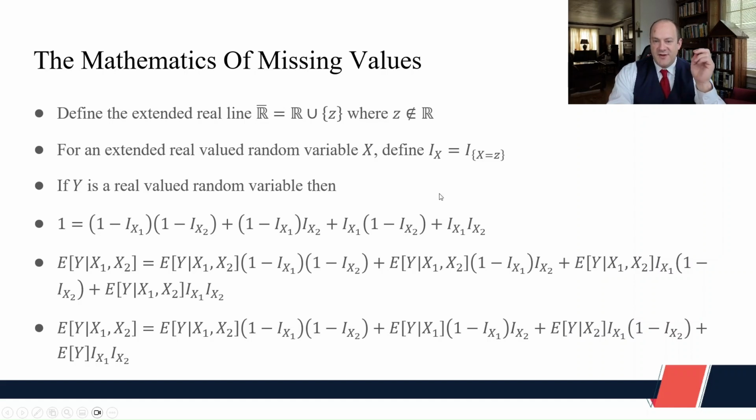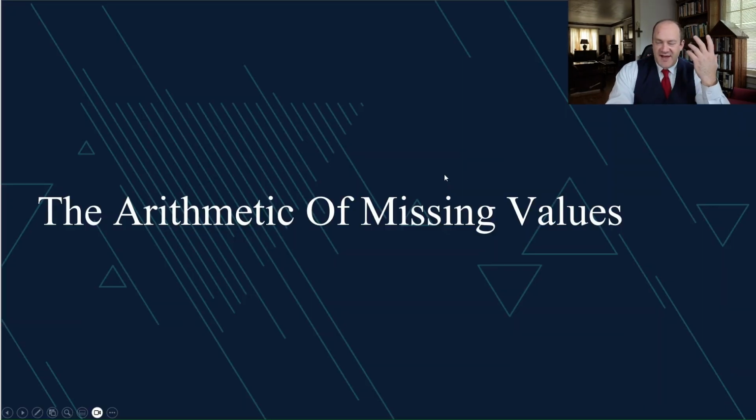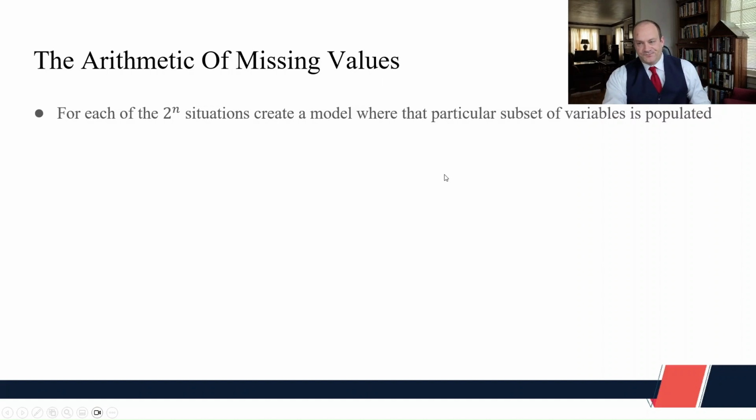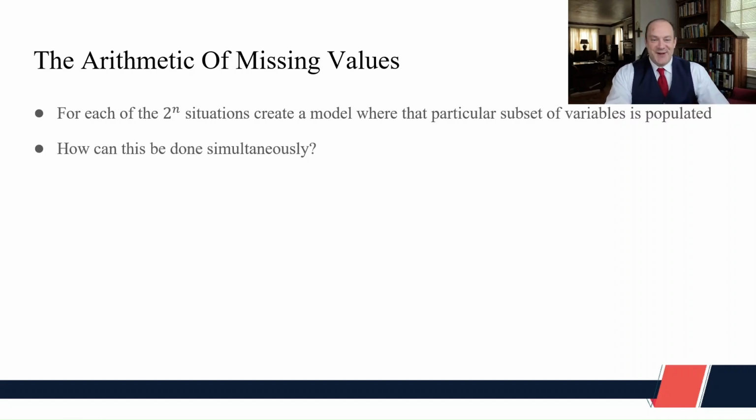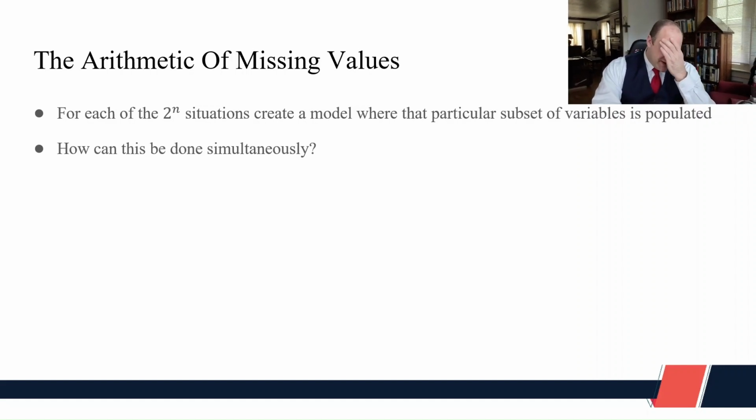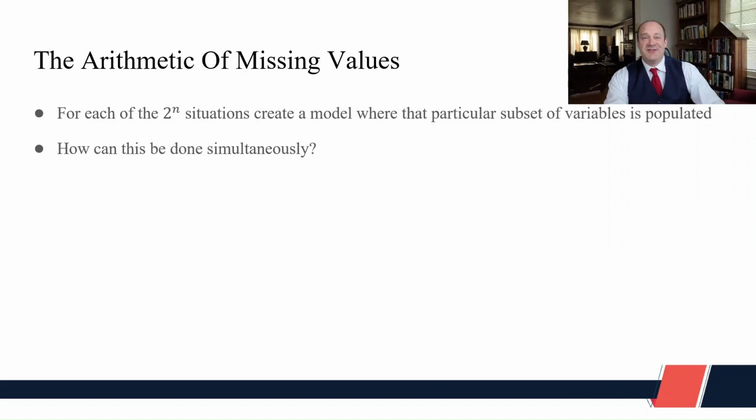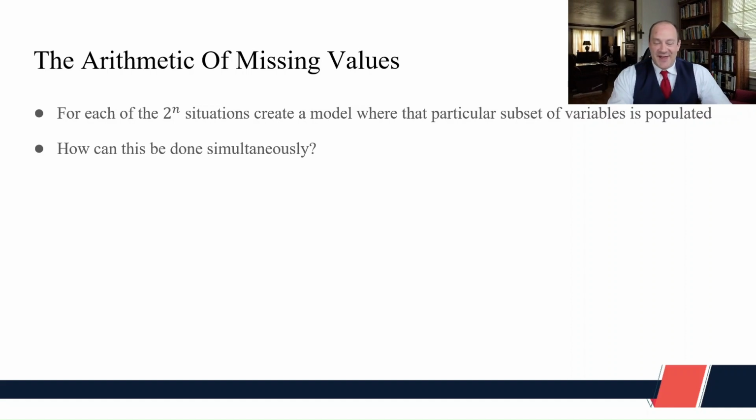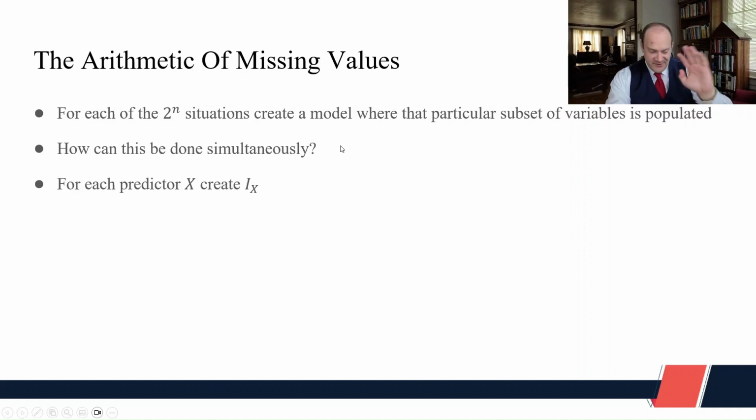Now you move on to how this looks in practice. For each of the 2 to the n situations, we're going to create a model that uses whatever subset of variables is populated. So we're going to have to create 2 to the n models. And we go, oh gosh, how are we going to do that in some reasonable fashion? That is to say, how can this be done simultaneously? The answer is, here's what we're going to do.